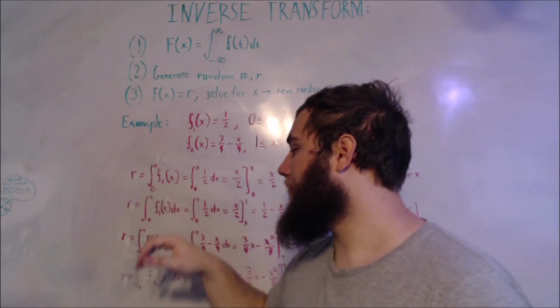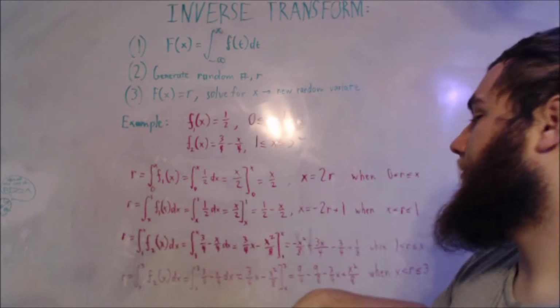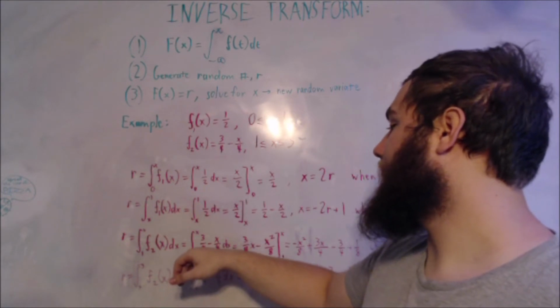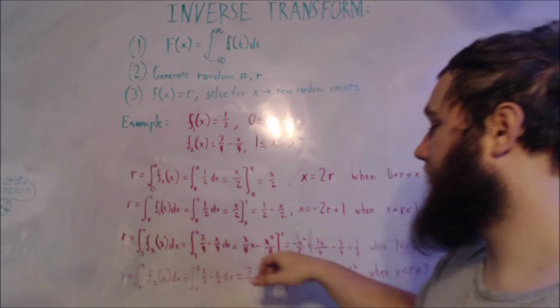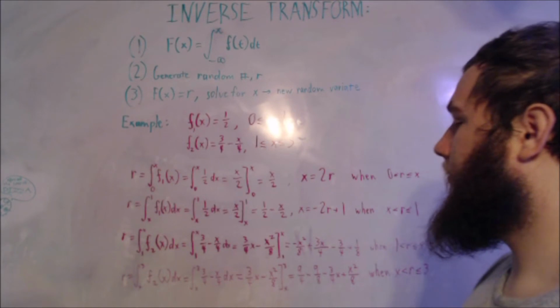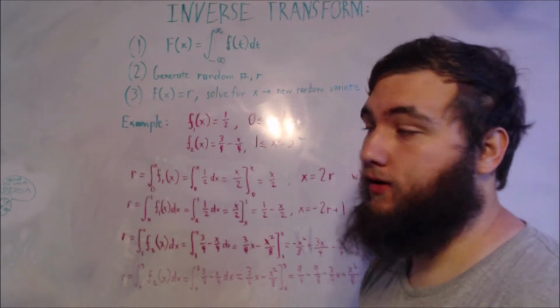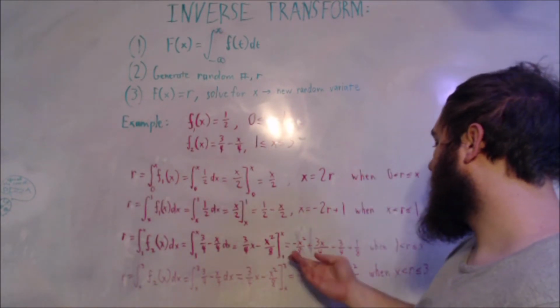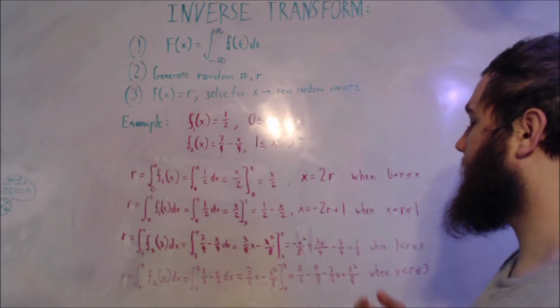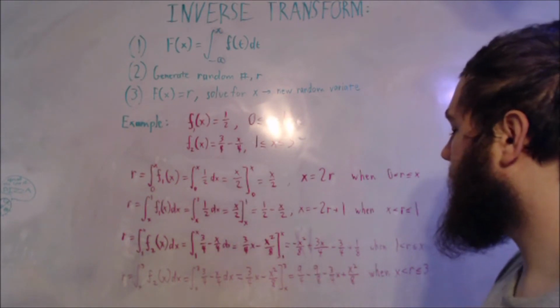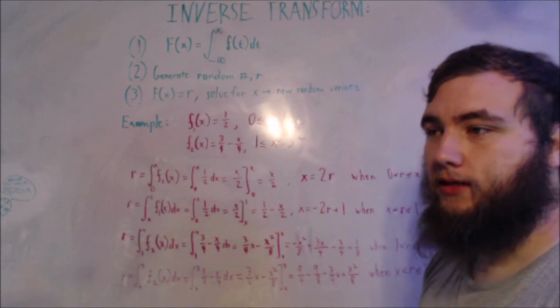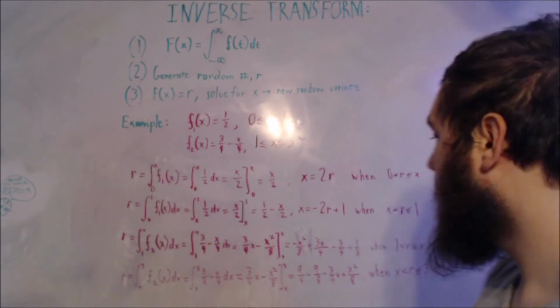We're going to go integrating from 1 to x. That's going to give you 3/4 x minus x squared over 8, and you have to plug in from x to 1. You're going to get negative x squared over 8 plus 3x over 4 minus 3/4 plus 1/8. I didn't add them up, but you can go for it.